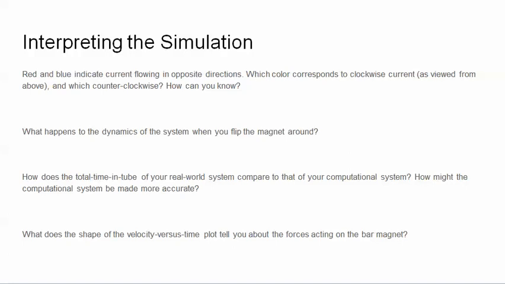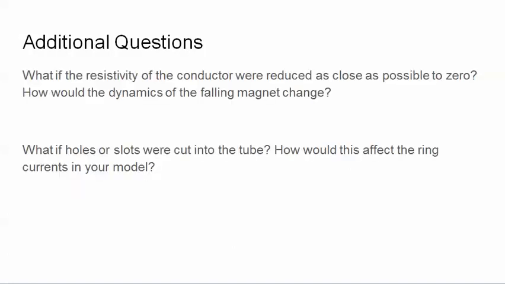What if the resistivity of the conductor were reduced as close as possible to zero? How would the dynamics of the falling magnet change? Since the resistance is proportional to the resistivity of the conductor, it would also be close to zero. And, as current is inversely proportional to resistance, the current would increase dramatically, as would the magnetic fields between the conductive tube and the magnet, slowing the magnet down even further.